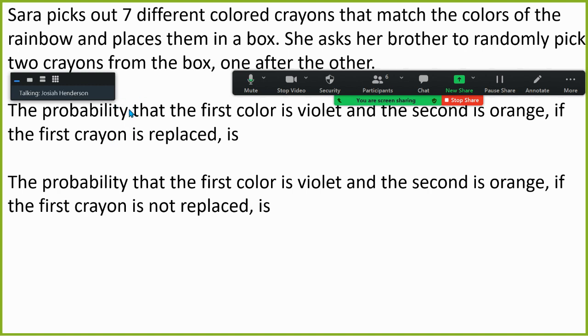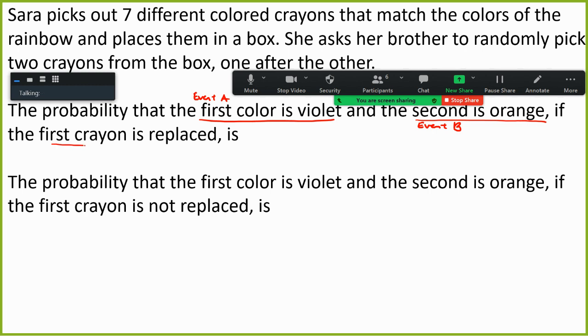Sarah picks out 7 different colored crayons that match the colors of the rainbow and places them in a box. She asks her brother to randomly pick 2 crayons from the box, one after the other. The probability that the first color is violet and the second is orange. There's our 2 events, event A and B. If the first crayon is replaced.